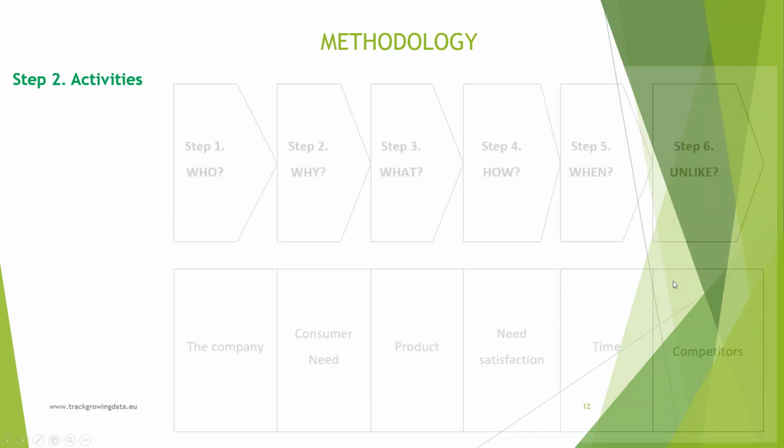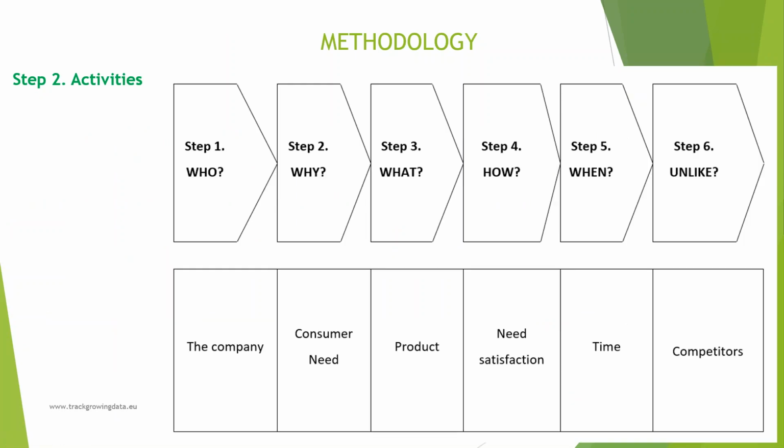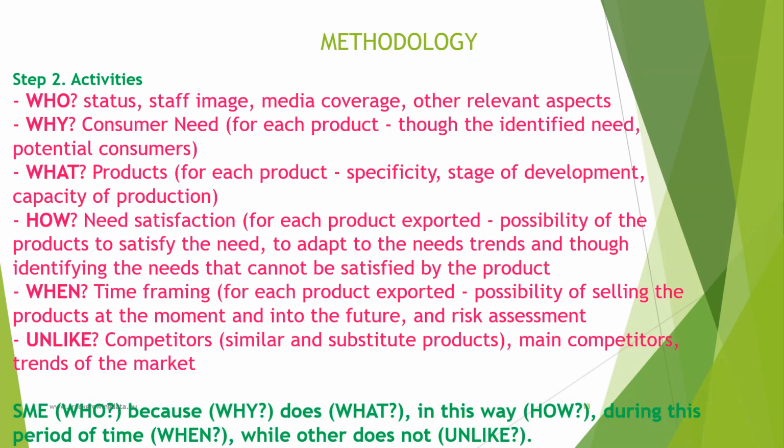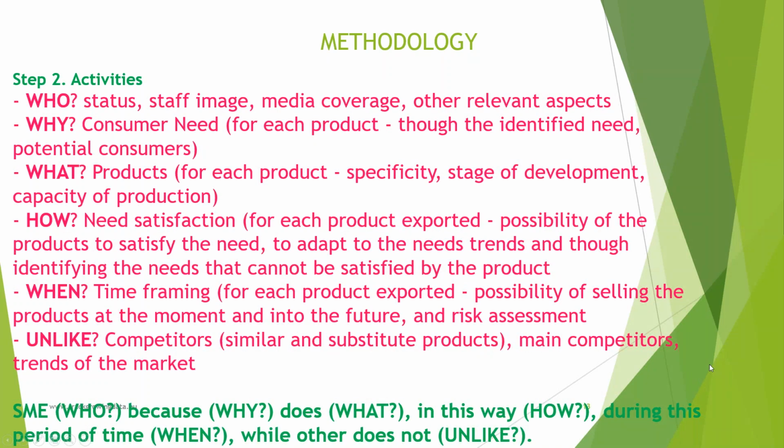The second step is very interesting, and it is just giving you an idea about your company and about the products of the company and how they are faring compared with the rest of the companies in the field. As you can see, there are 6 steps: company, consumer, product, how you satisfy the needs, how is the time, and competitors. And that's very interesting, if you're looking at the green part down here.